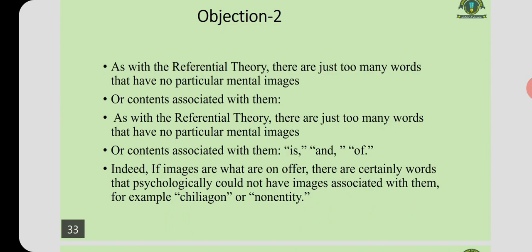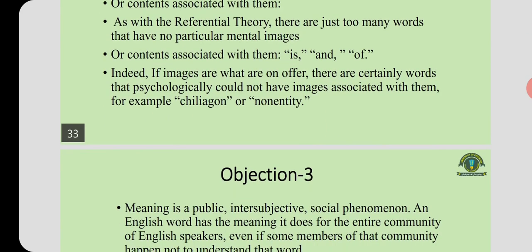So indeed, if images are what are on offer, there are certainly words that psychologically could not have images associated with them, for example "Shiligan" or "nonentity". It means that nonentity or Shiligan are words which come to our mind, but we cannot form an idea about them, whether they are properly a description for a sentence or not. So that is objection number 2 for the ideational theory.